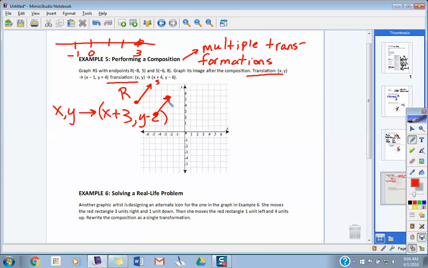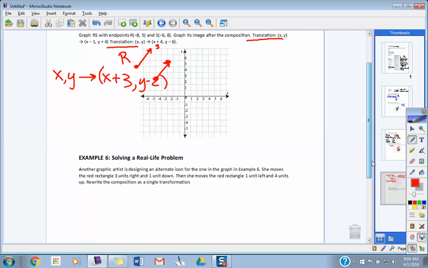All right, so last problem here real quickly. Last problem says another graphic artist is designing an alternate icon for something. It says she moves the red rectangle 3 units what direction first? 3 units to what direction? And then 1 unit down. Then she comes back and says, you know what, I don't like that. So let's move that now 1 unit to the left and 4 units up. Okay? It says rewrite this composition as a single transformation.